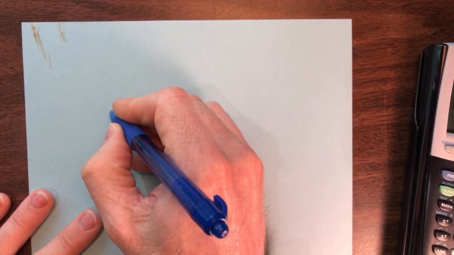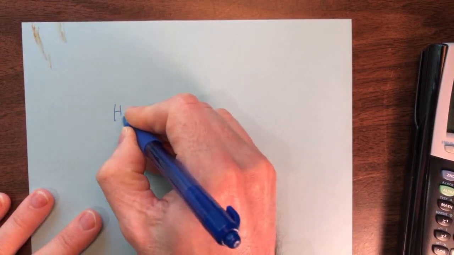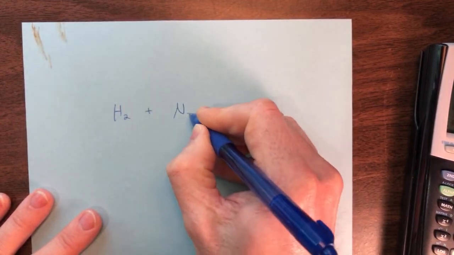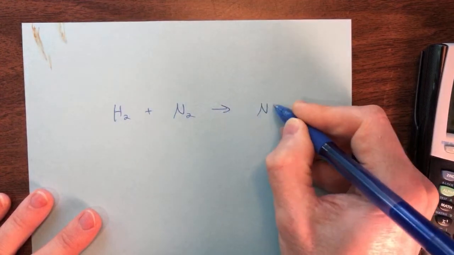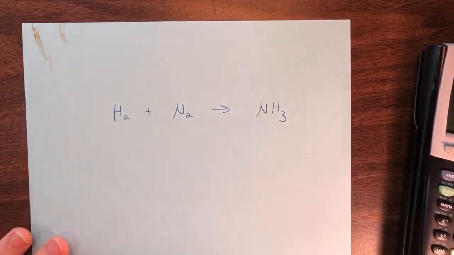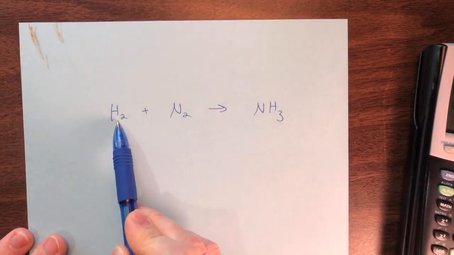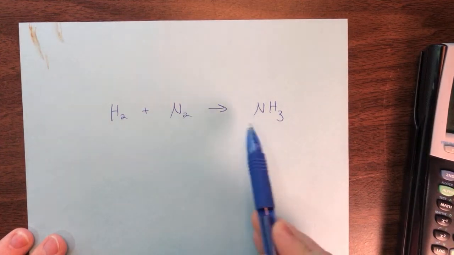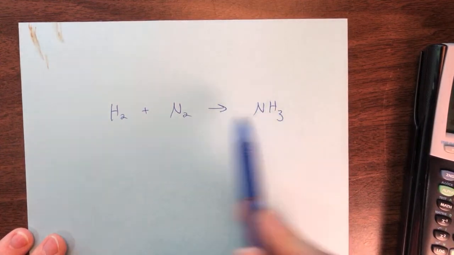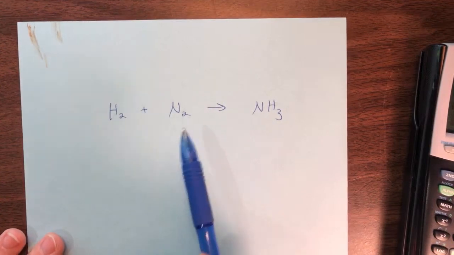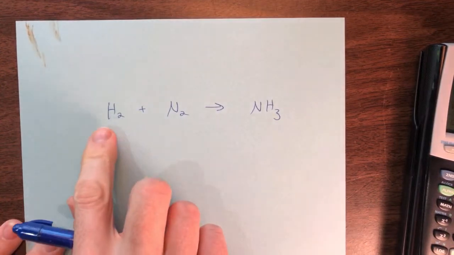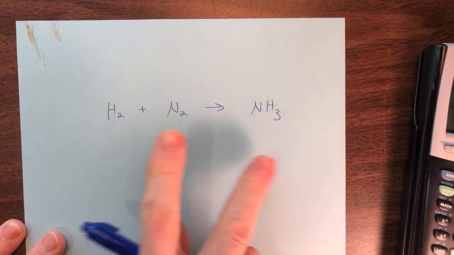So if you have something like, let's say, H2 plus N2 makes NH3, well, you notice that you have 2 hydrogens here, 2 nitrogens, and here you have 1 nitrogen, 3 hydrogens. So this is not balanced, right? What do I mean by not balanced? I mean that there are not the same number of elements on both sides.